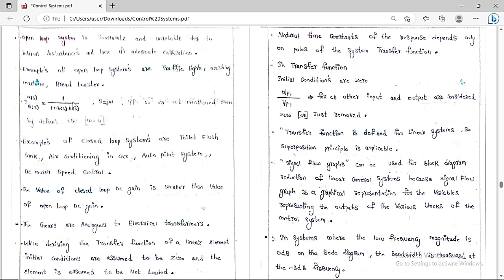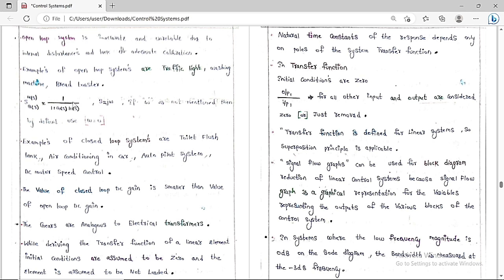Suppose in the exam, in the question, they have not mentioned the value of omega. Then by default we have to use its value equal to 0. So the sensitivity of M of s with respect to G of s is 1 by 1 plus G of s H of s, where s is equal to j omega.